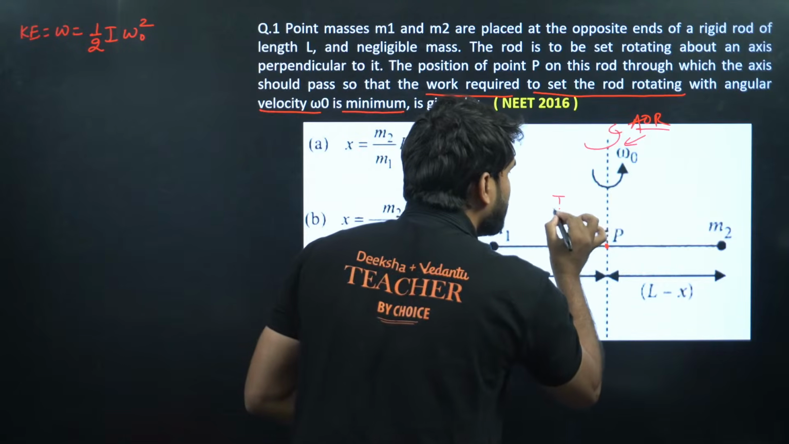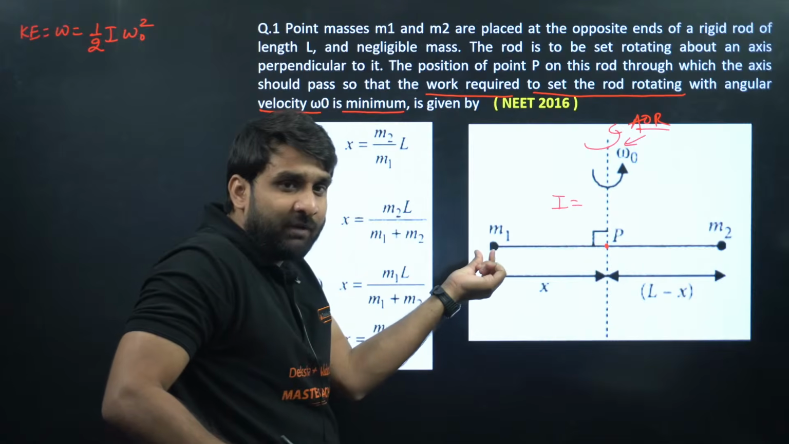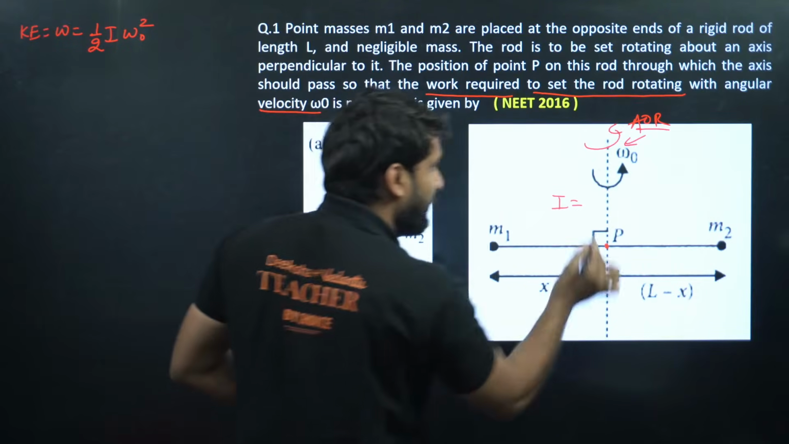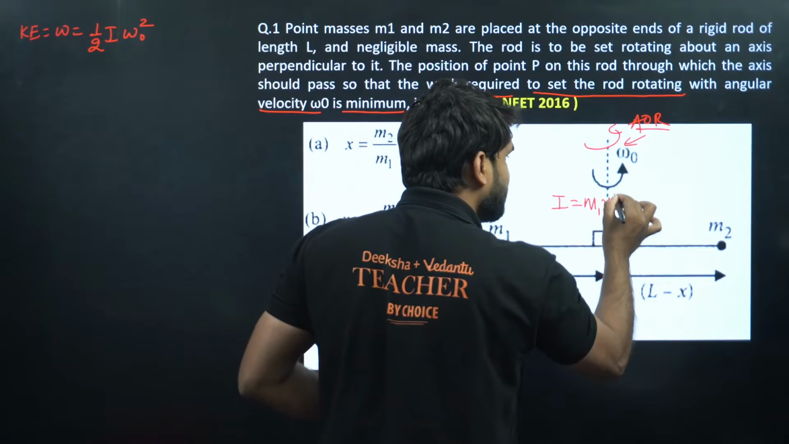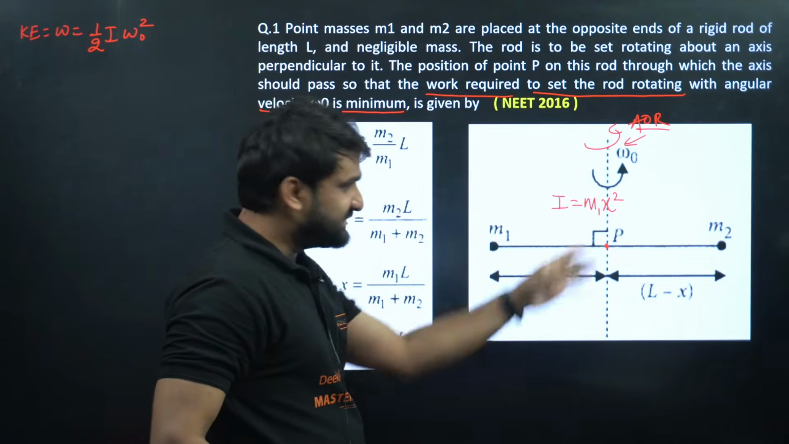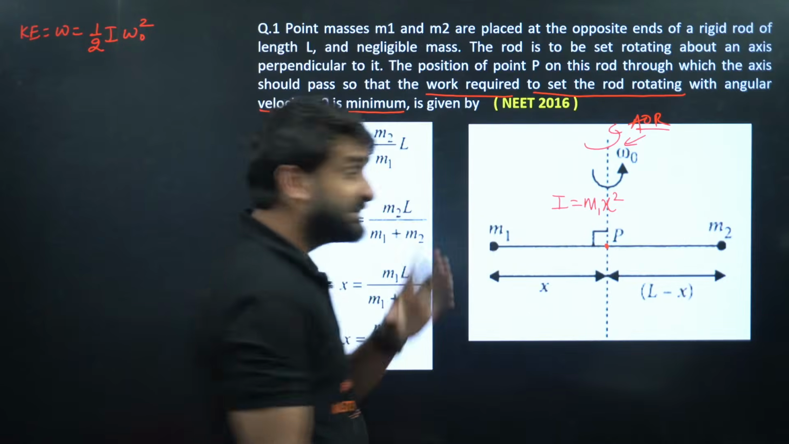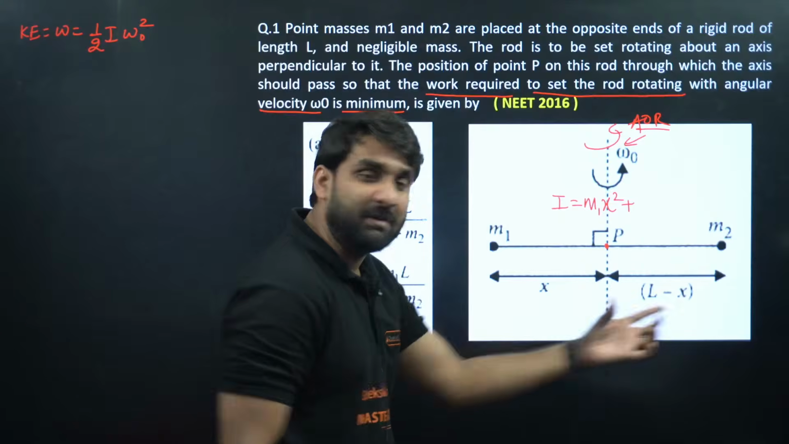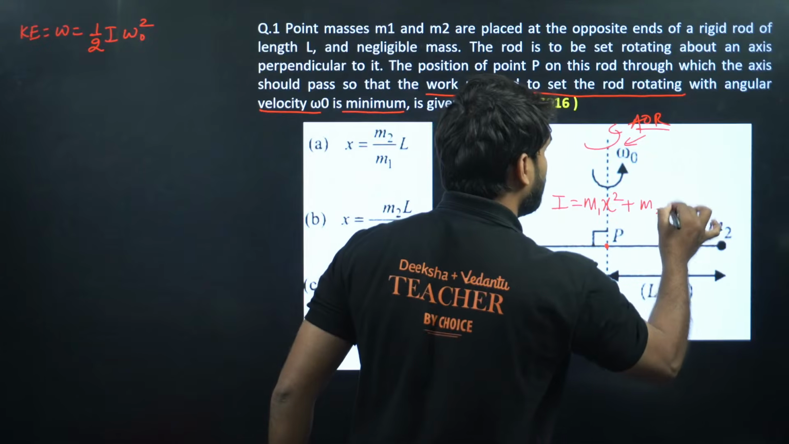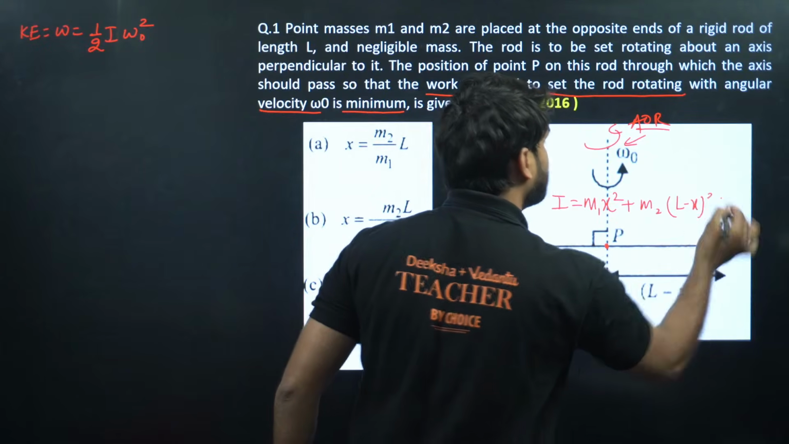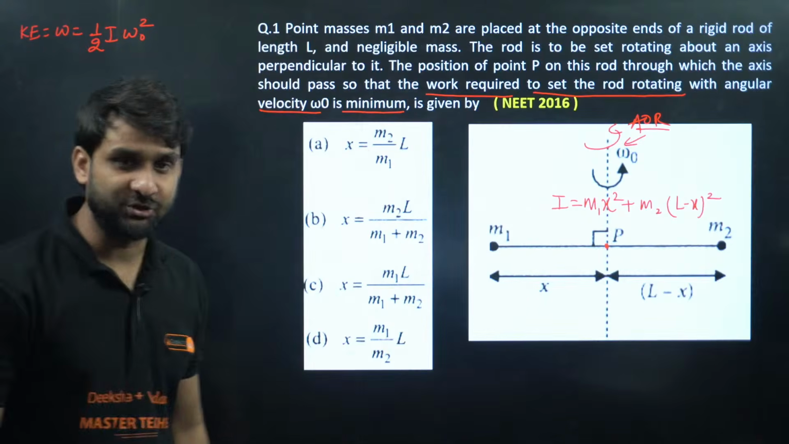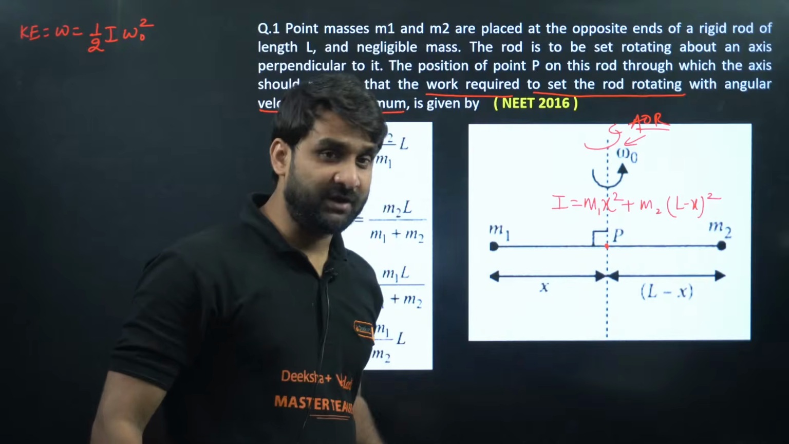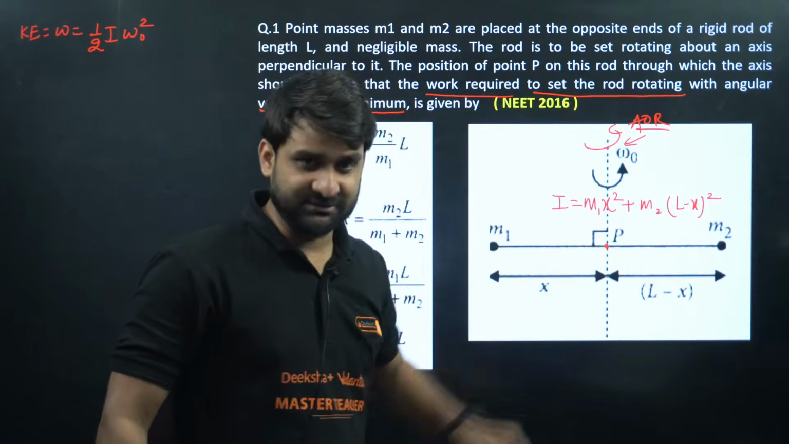The moment of inertia due to M1, and we are finding the moment of inertia along this axis, will be M1 x square, because x is the distance of this mass from the axis, plus, for this other mass, the distance will be L minus x, so we can write M2 L minus x whole square. This will be the complete moment of inertia along this axis of rotation, right?